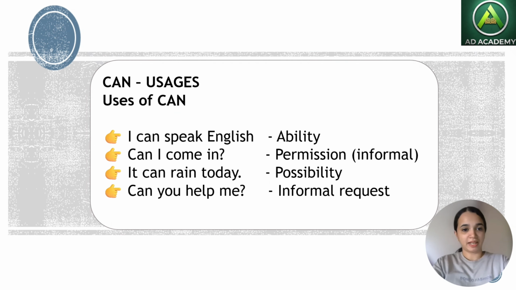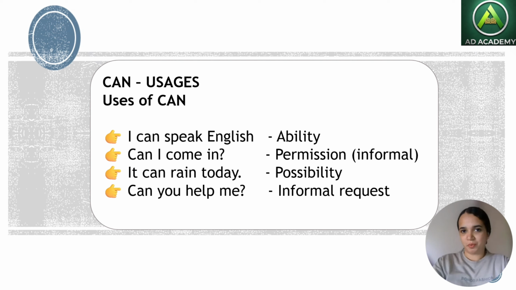The modal verb can and its usages. I can speak English. It denotes an ability. So can be used to show an ability. Can I come in? So I'm asking permission. Can I speak? Can I write? I have marked it as informal. I'll be telling the reason why. It can rain today. It shows the possibility. Can you help me? That is also an informal request.